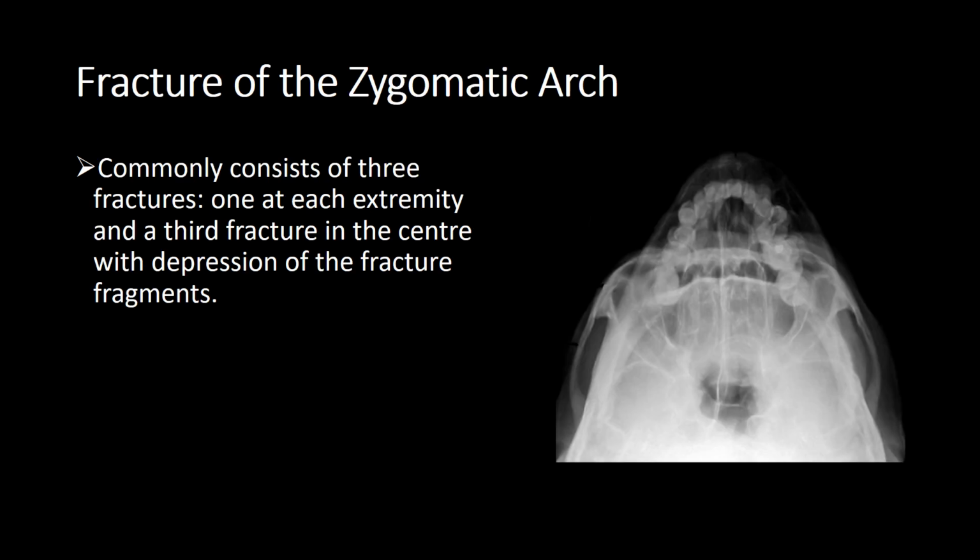So fractures of the zygomatic arch, they're not as common as you think they might be, usually by a direct blow. And commonly they tend to consist of 3 fractures. So you tend to get a fracture at each extremity. And then you tend to get a 3rd fracture, which usually occurs at the temporozygomatic suture, and that happens with depression of the fracture fragments.